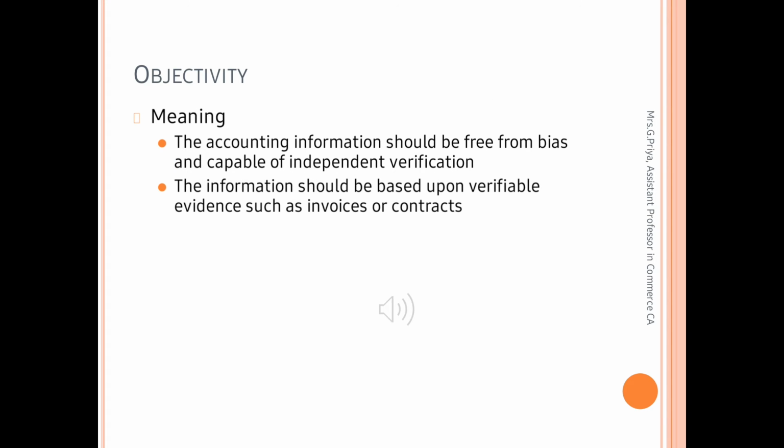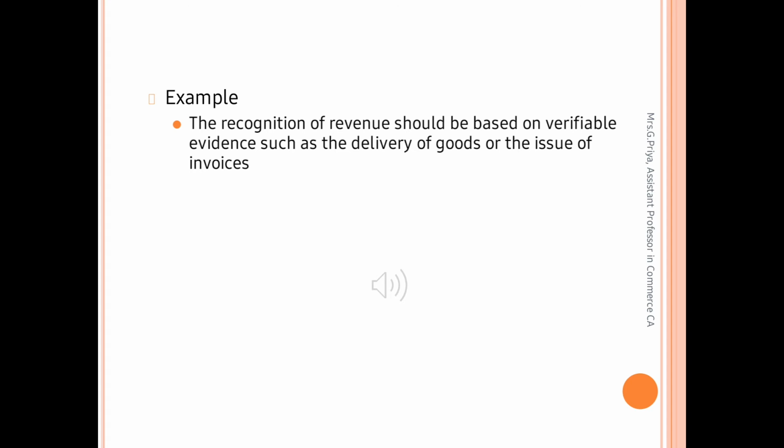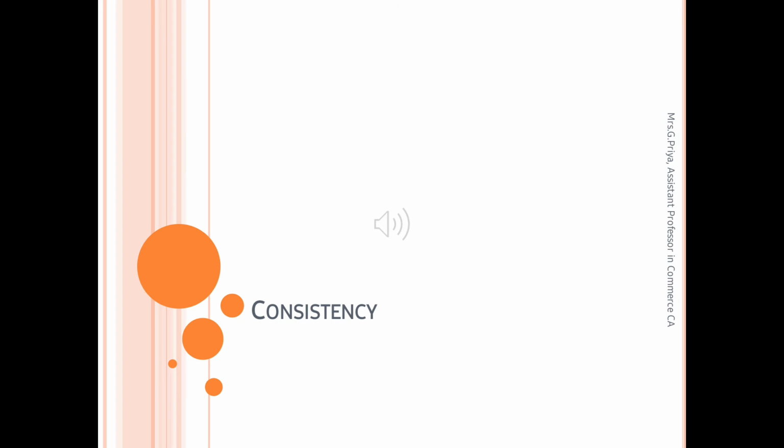The another one is objectivity. Meaning of objectivity. The accounting information should be free from bias and capable of independent verification. The information should be based upon verifiable evidence such as invoice or contract. For example, the recognition of revenue should be based on verifiable evidence such as the delivery of the goods or the issue of invoice.